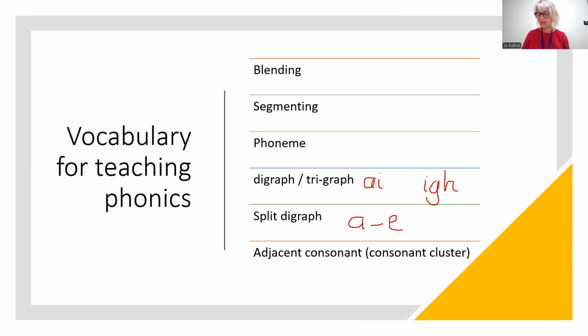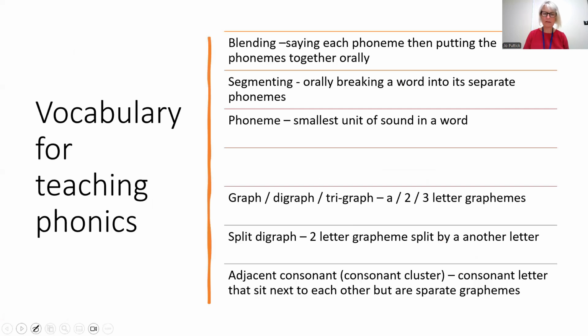Adjacent consonants or consonant clusters refer to the difficulty that children can have in segmenting and blending. For example, s, l in splash, where children need to be able to hear each of those sounds, and whether they can blend those sounds together. And that is the vocabulary on that page for your reference.